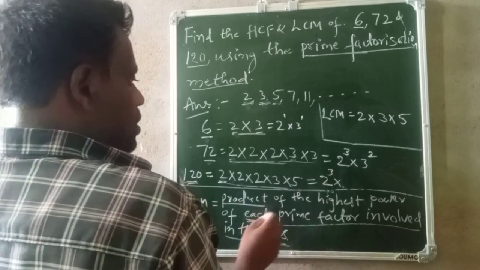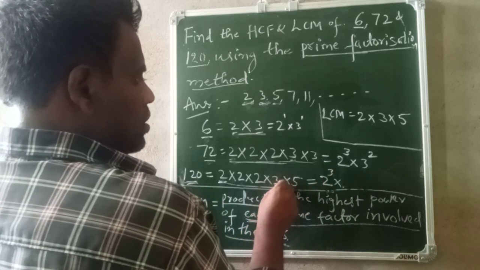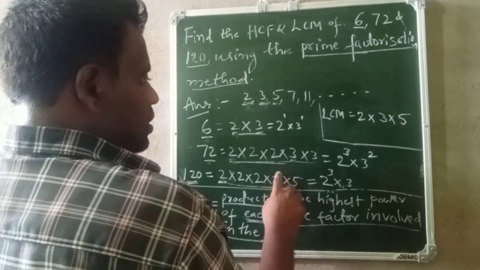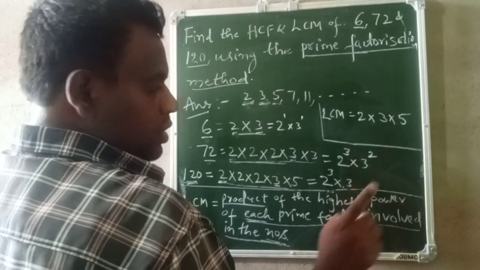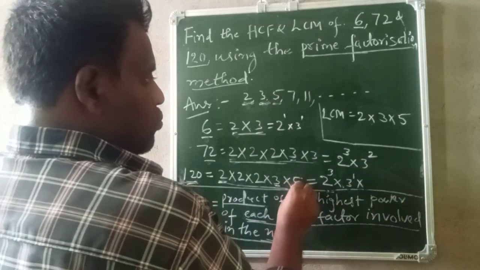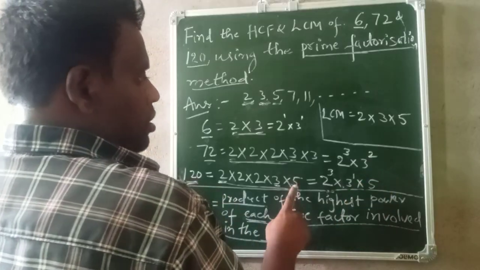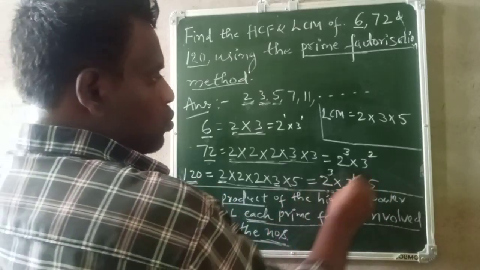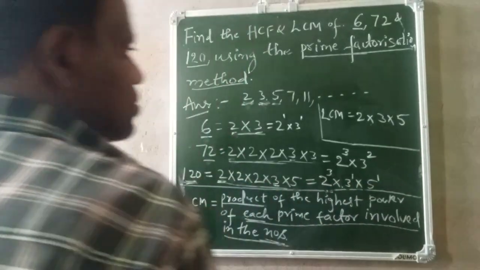Put into, next take 3. Here nothing, there is only 1 3, right? There is only 1 3. So 1 you write here. Put into 5 I will take. How many 5's are there? There is only 1 5. So 1 I will write here.